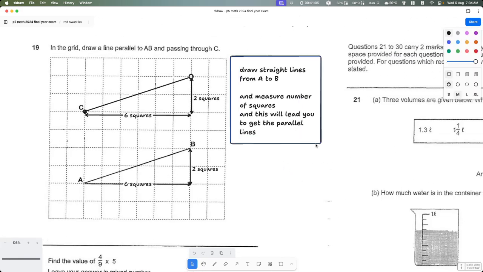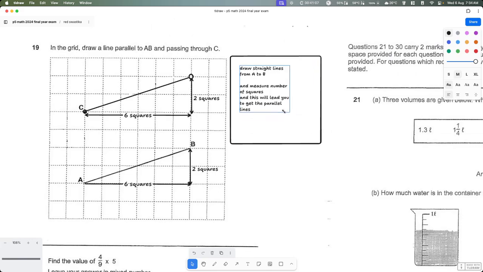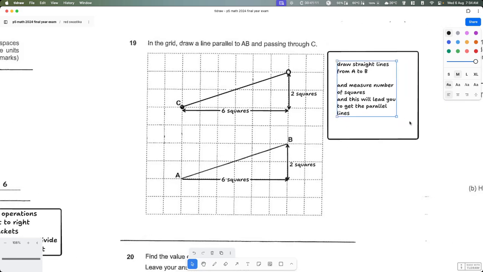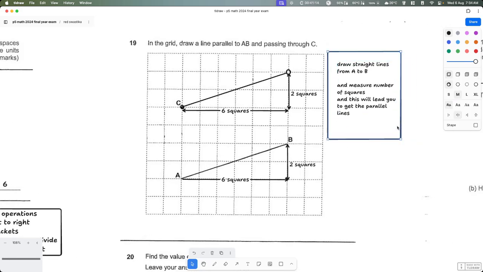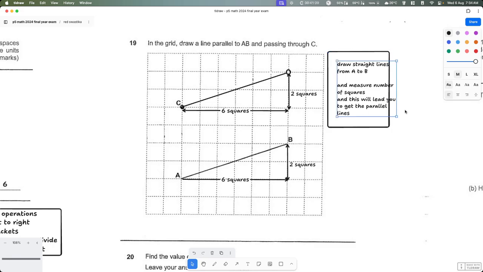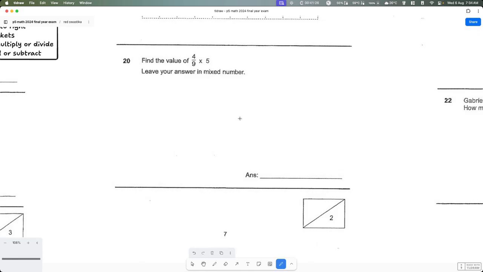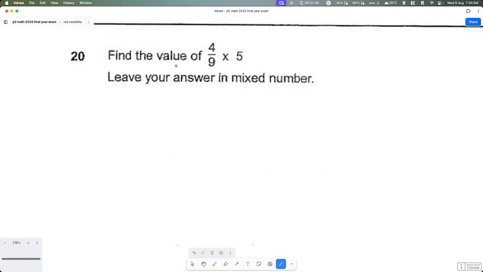Okay, let's move on to question number 20. Find the value of 4 out of 9 times 5.